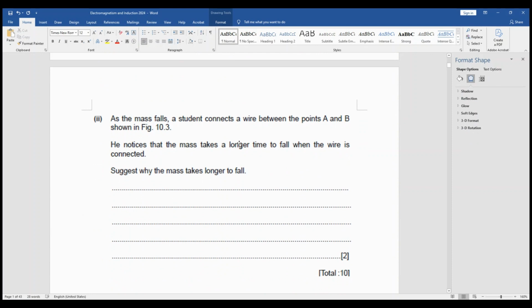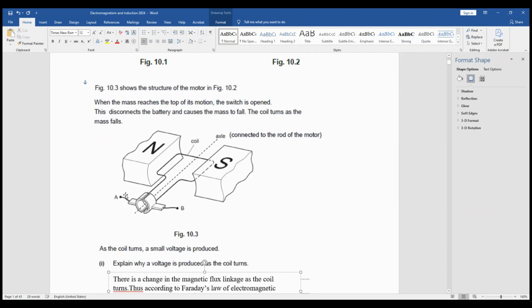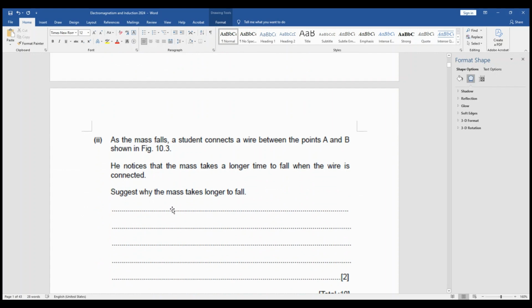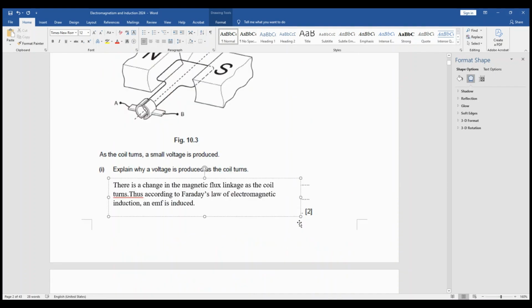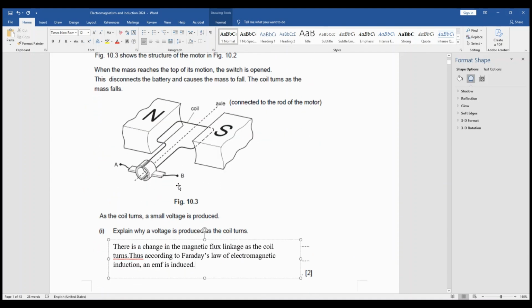As the mass falls, a student connects a wire between A and B shown in figure 10.3. You notice that the mass takes a longer time to fall when the wire is connected. Suggest why the mass takes a longer time to fall. I suppose this is about Lenz's law, because Lenz's law says that it's opposite. This current will force it to reverse the thing, counter the motion.